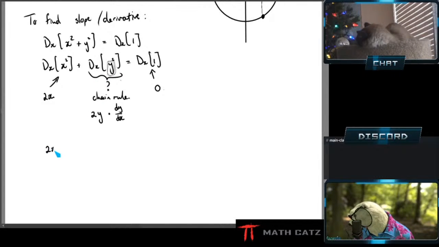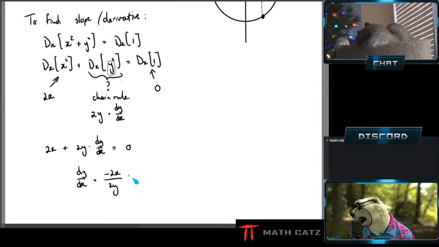Let's summarize this. 2x plus 2y times dy dx. And some people are bothered by the fact that I have this dy dx. Of course I have it. I don't know what it is, I'm trying to solve for dy dx. So I have negative 2x over 2y. I can simplify that, negative x over y. Now I have it.